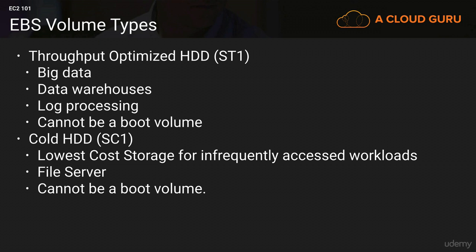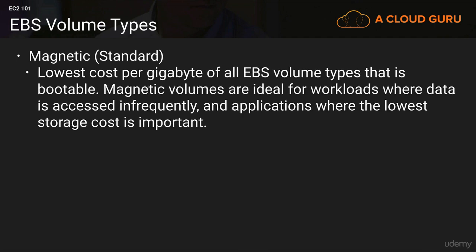So we've got two SSD types, and we've got two magnetic storage devices. And then finally, we have the third magnetic storage device. This is magnetic standard, and this is the lowest cost per gigabyte of all EBS volumes that is bootable. So you can boot operating systems from this. Magnetic volumes are, again, ideal for workloads where data is accessed infrequently and applications where the lowest storage cost is important. And we're going to see this in the next lab.